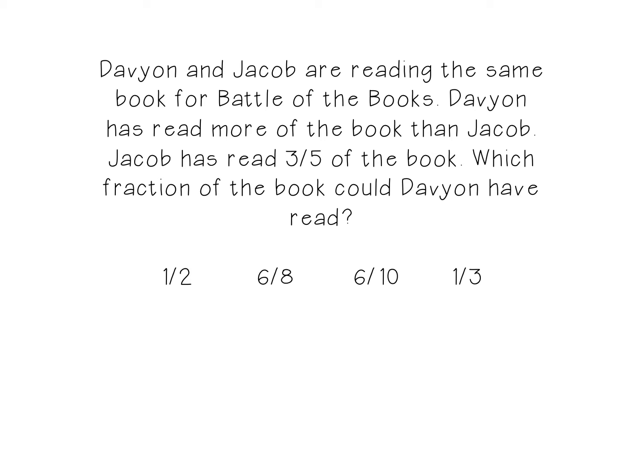So this question is giving me a comparison of Davion and Jacob. It tells me that Davion has read more of the book than Jacob, but it doesn't tell me exactly how much Davion read. So I need to find out which fraction of the book Davion has read. And I know that Davion's fraction is going to have to be greater than Jacob's fraction of 3/5. So I'm looking for a fraction that's greater than 3/5. So I need to look at each of these options and decide if they are greater than 3/5.